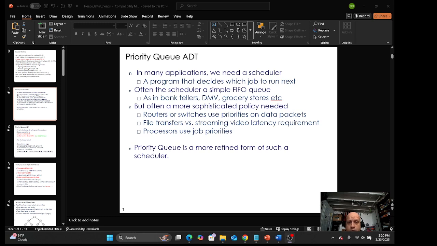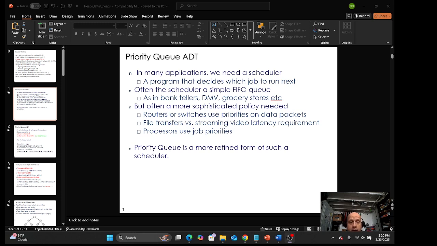In most cases, there are more sophisticated policies in terms of operating systems. If you take an operating systems course or if you plan on it, queues are a fundamental, or foundational, type of concept. Here we look at routers and packets. They use priorities on data packets, file transfers, and streaming videos, and latency requirements. Processors also process jobs in the context of multitasking and multiprocessing. They're going to be applying priorities as well.